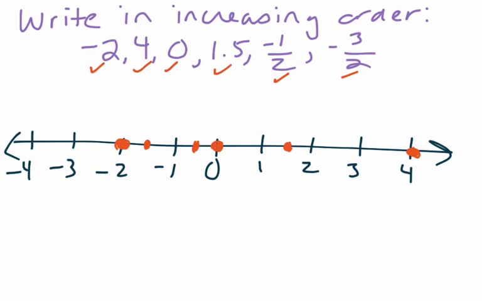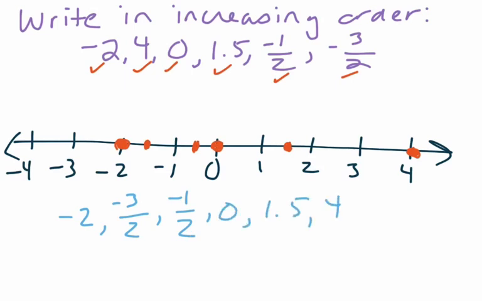Okay, so here are our numbers in increasing order. Negative 2 is the smallest. Negative 3/2, negative 1/2, 0, 1.5, and 4. The number line is just a useful tool, it's not the end game, it's not the final goal. It's a way of ordering the numbers so that we have a sense of not only which ones are smaller and which ones are bigger, but how much bigger they are. Are they a little bit bigger, or a lot bigger or a lot smaller? The number line really can help with that.